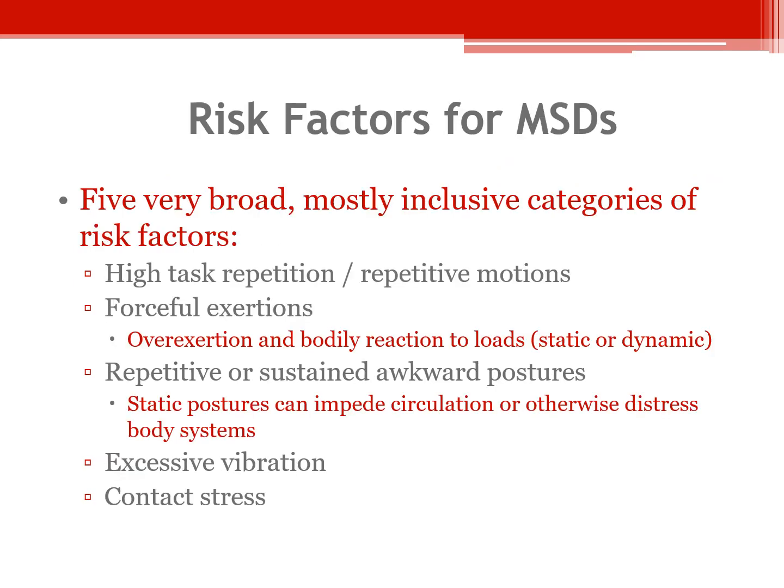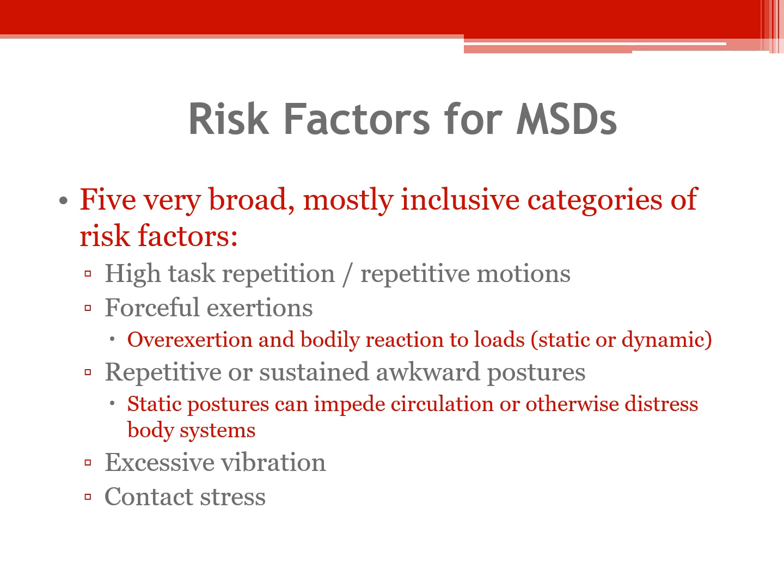When we look at the risk factors for musculoskeletal disorders, they can be divided into 5 very broad but mostly inclusive categories of risk factors. We're going to talk about all 5 of these risk factors in more detail in the ensuing slides. The first risk factor is high task repetition and repetitive motions.